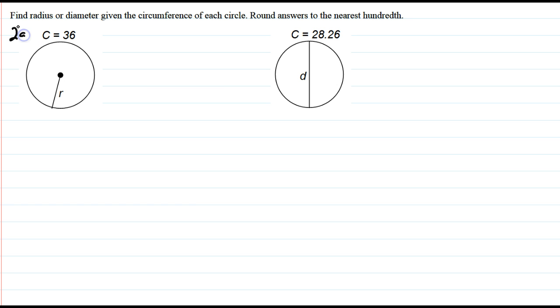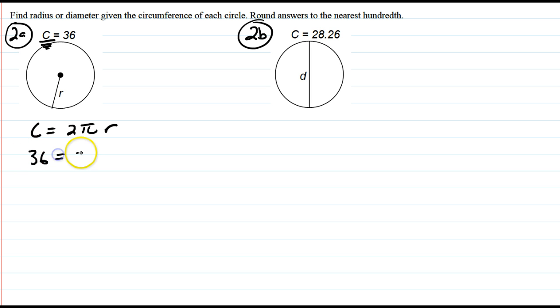In 2a, we are going to try to find the radius that gives us a circumference of 36. In 2b, the problem you're going to do, you'll find the diameter. Since they tell us C, our circumference, we write the circumference formula: 2 pi r. So our circumference is 36, which is equal to 2 pi times r.